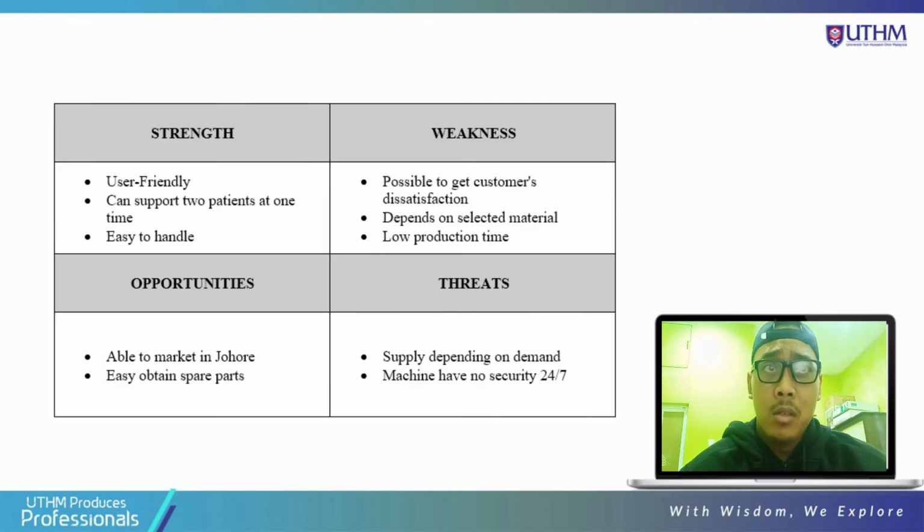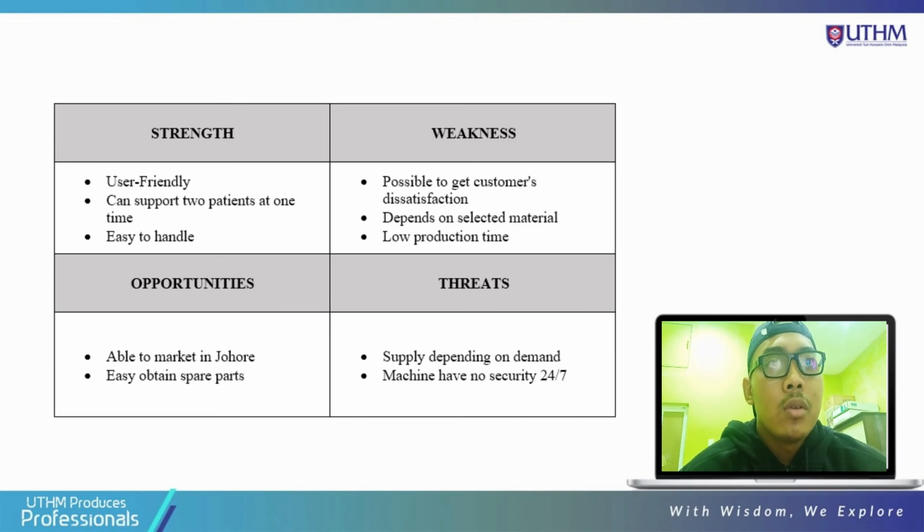The strengths of our product are that it is user-friendly, can support 2 patients at one time, and is very easy to handle, not complex. Our weakness is that it is possible to get customer dissatisfaction because our product is very mini and very simple, depends on selected material, and has low production time.